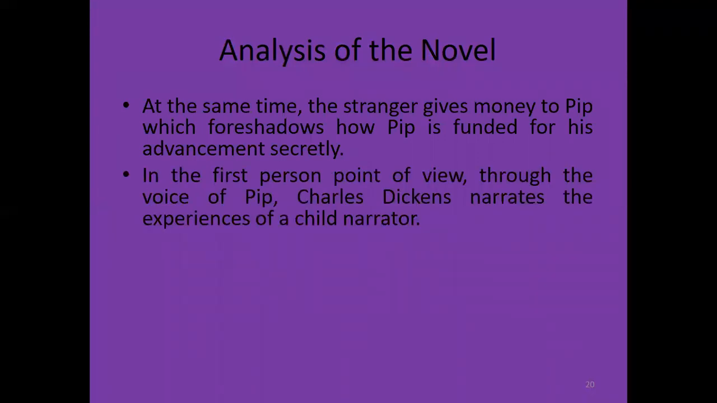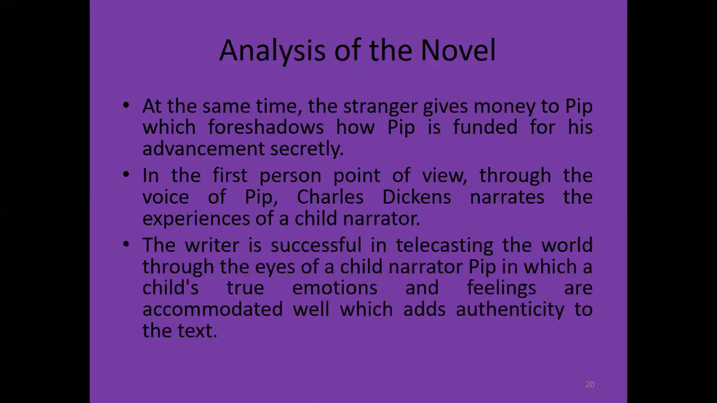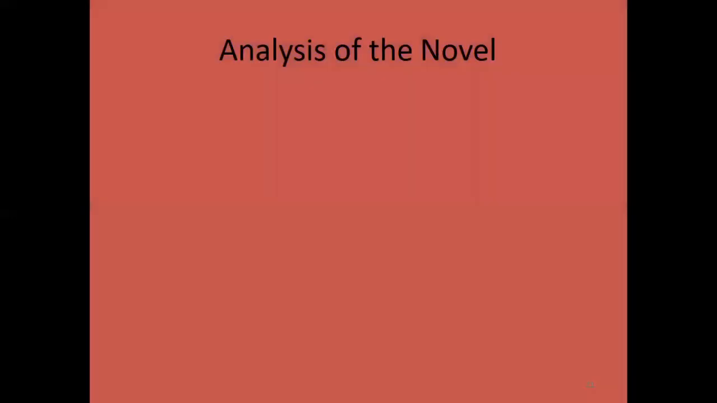In the first person point of view, through the voice of Pip, Charles Dickens narrates the experiences of a child narrator. The writer is successful in portraying the world through the eyes of a child narrator, Pip, in which a child's true emotions and feelings are accommodated well, which adds authenticity to the text.